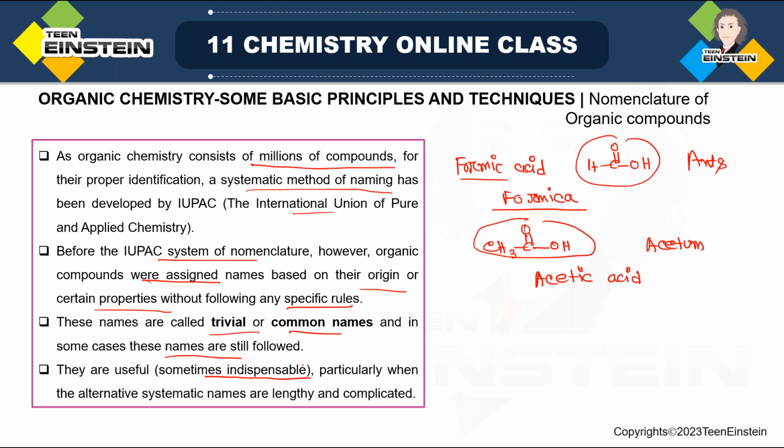That is, you are bound to use them particularly when the alternative naming system, the actual rule-based naming system, which is the IUPAC name, gives a very lengthy and complicated name. In that case, just to make it easier, sometimes we use the trivial or common name. So sometimes it basically becomes indispensable. We have no other way, but we are bound to use it because the IUPAC based name is very lengthy and complicated. Okay, so this is the significance of trivial or common names.